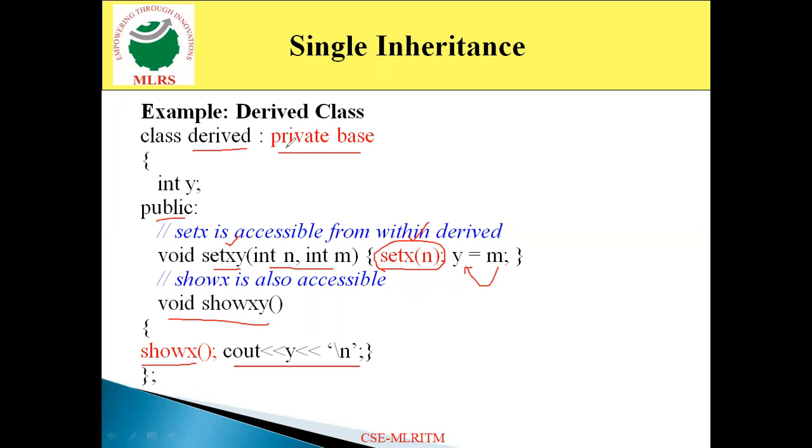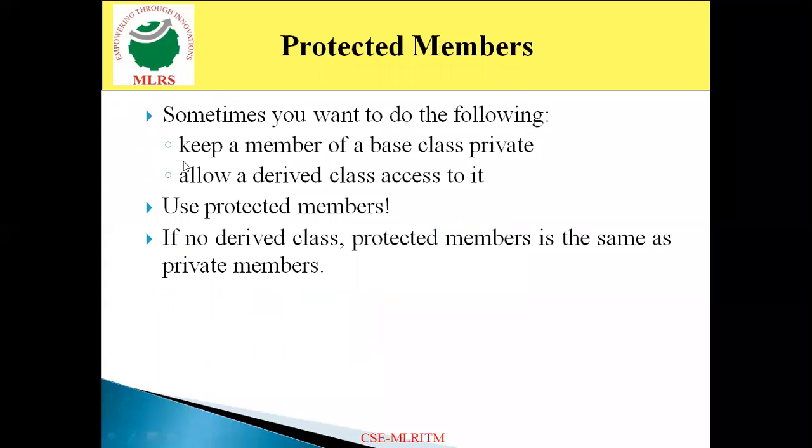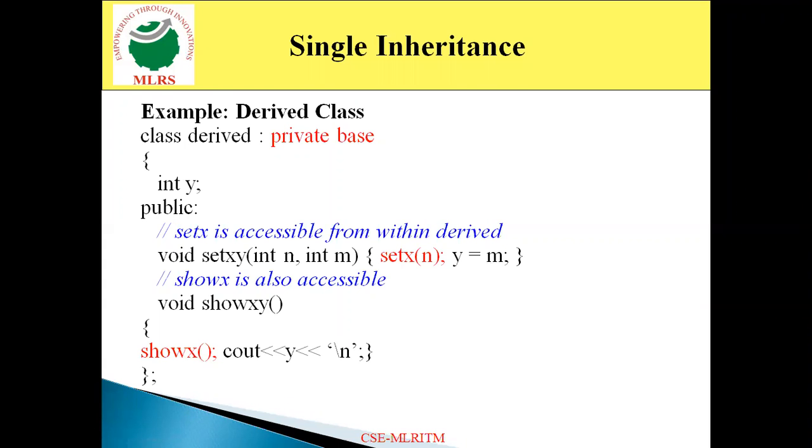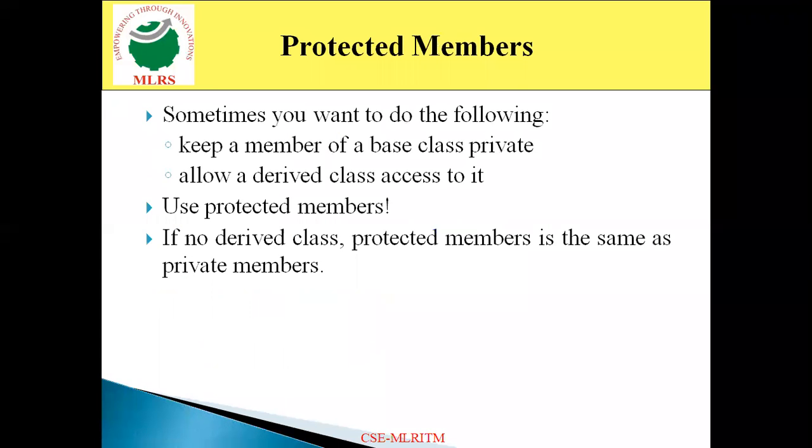Now look at this. In this particular one, even though I am deriving a new class in private mode, I call the setX function and showX function which are there in the base class, here in the derived class, in order to execute properly. Then come to the main function. When I execute the main function as it is, this function will work.